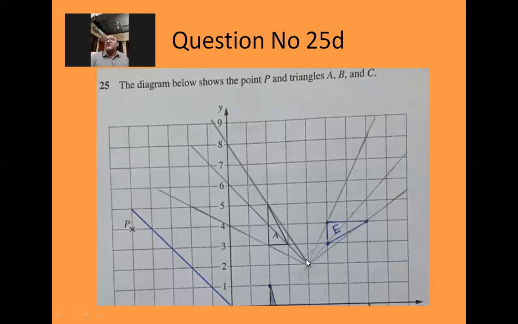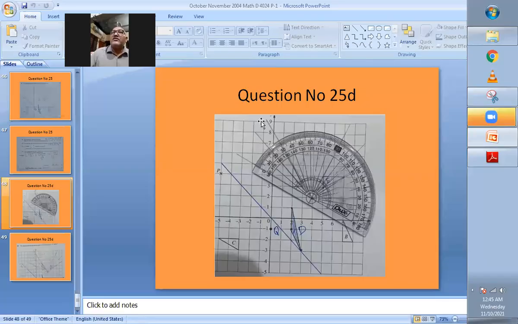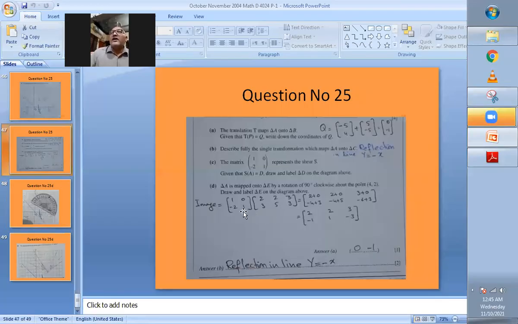I will check this distance, the same distance I will take here. I will check this distance, same distance I will take here. I'll check this distance, the same distance I will take here. Then I will join these 3 points, and that will be the image after rotation of the triangle A through 90 degrees clockwise about the point (4, 2). So hopefully you understand this, and actually you will understand this when you draw this diagram.